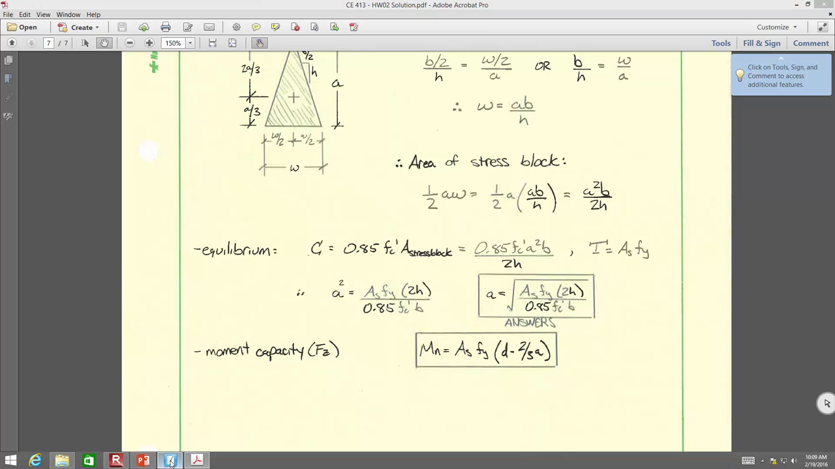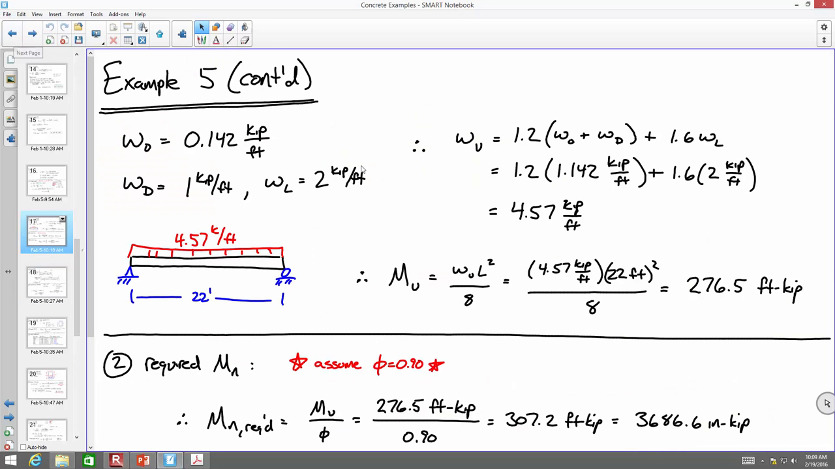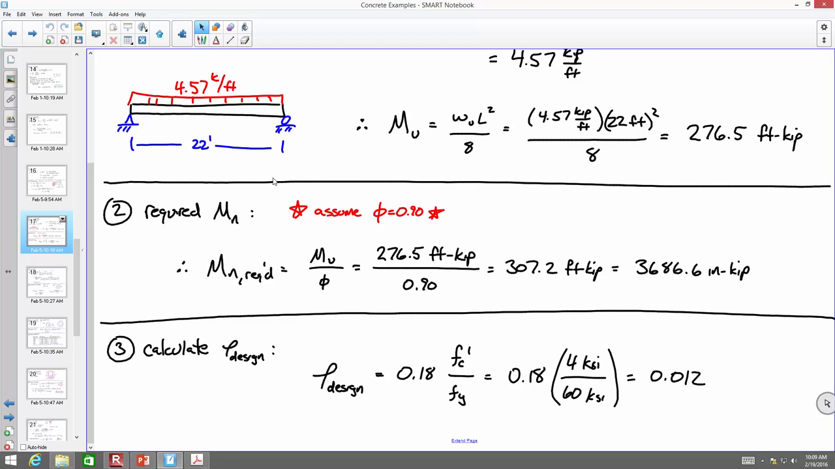Let me go back to example 5, the problem that will never die. I want everybody to pay attention to this. This is really important. Step 1 is you needed to compute the moments on the beam. You needed to make an assumption as to what the beam looked like. So we assumed an H value, assumed a B value, went on with our work. We calculated a required MN, and we calculated a row design.